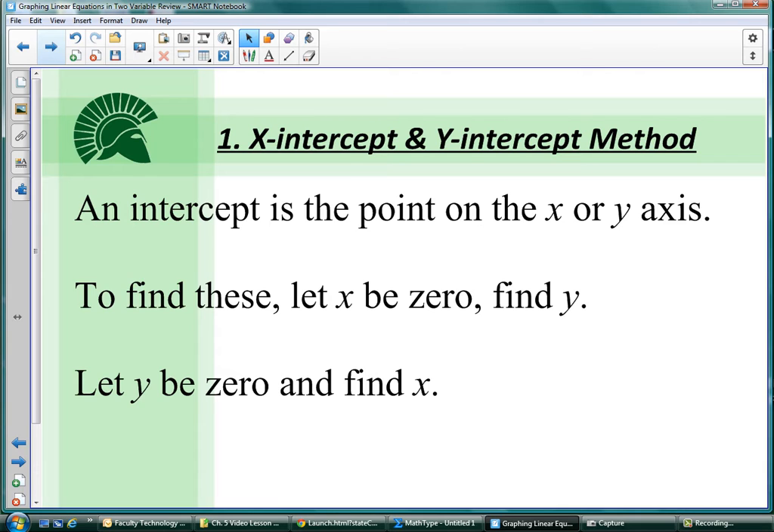So in the X-Intercept Y-Intercept method, the first thing you want to do is to realize that an intercept is the point on the X or Y axis. So you're going to end up with two of them since you have two axes. To find these, you let X be 0 and find Y, and then you let Y be 0 and find X.